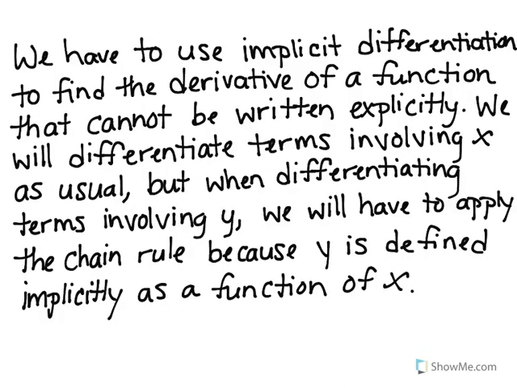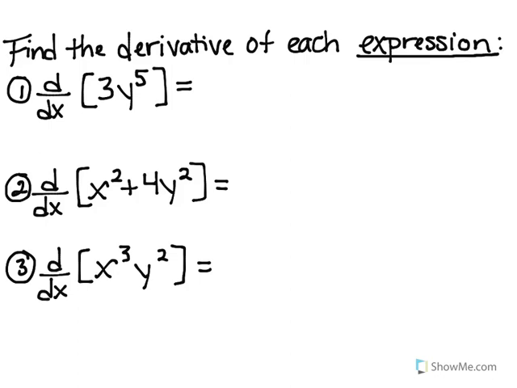So we use a process called implicit differentiation to find a derivative when it cannot be written explicitly. We're going to differentiate our terms involving x like we normally would, but when differentiating a term involving a y, we're going to apply the chain rule because y is going to be defined in terms of x. And I'll explain that a little bit more with our first example. So, we're going to find the derivative of each of these expressions. Keep in mind these are expressions, not equations.